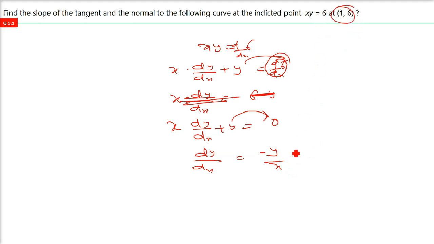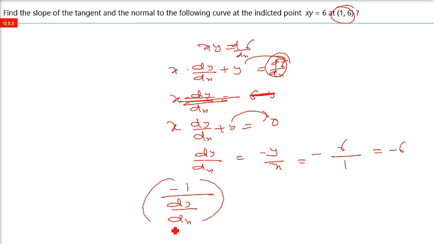Now just put these values. x and y are already provided to you. So y is 6, x is 1, it is negative 6. And what will be the slope of the normal? It's the negative reciprocal of negative 6, so it will be plus 1 by 6. This is how you write it actually.